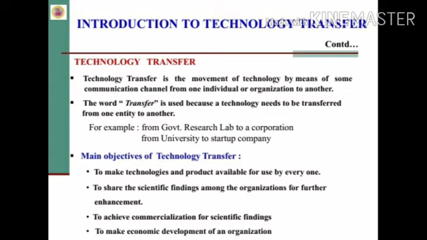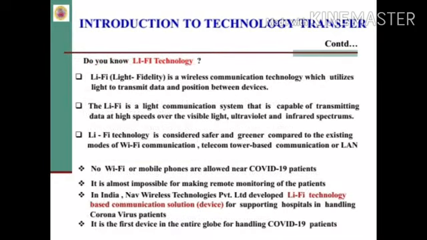The third one is commercialization purpose. All the scientific findings must be commercialized. So in order to achieve commercialization for scientific findings, there must be a technology transfer. Finally, for the economic development of an organization, the technology transfer role is very, very crucial. So in order to meet all these objectives, the technology has to be transferred from one entity to another entity. Now I am trying to explain technology transfer through an example.